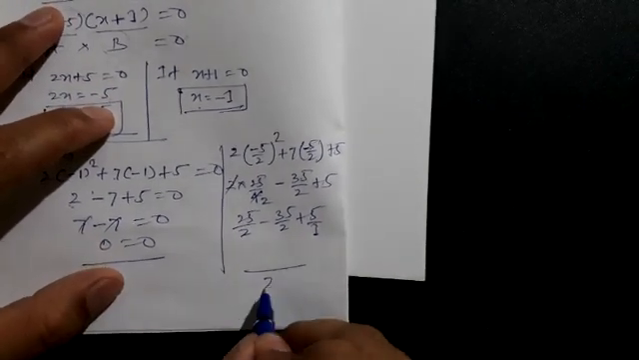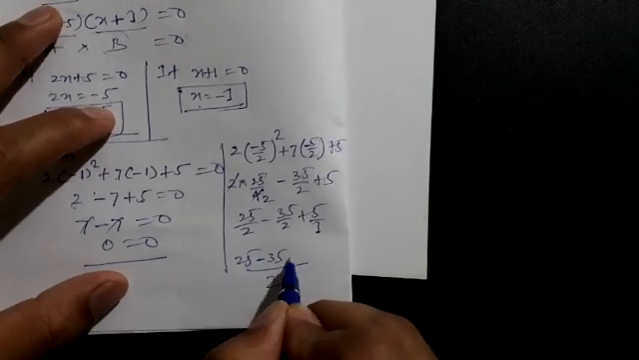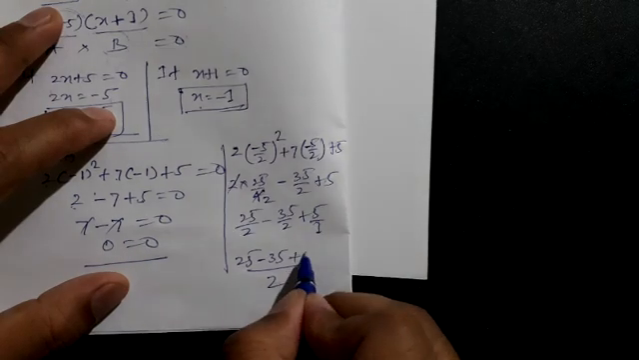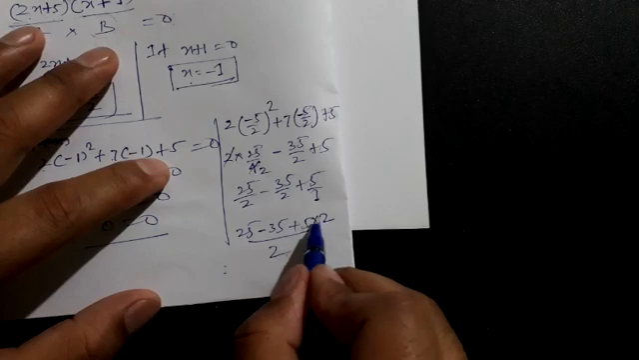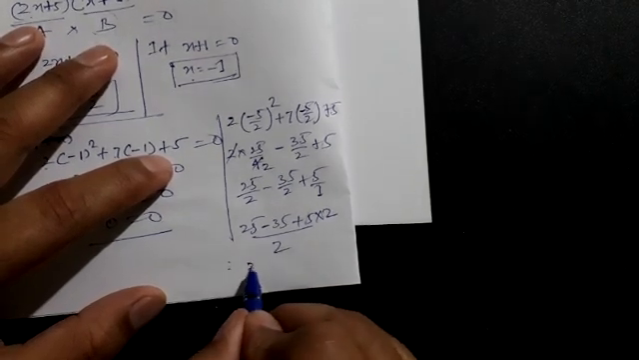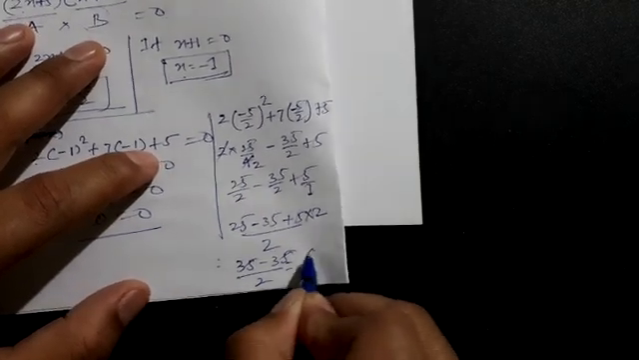So LCM will be 2. So 25 will remain as it is, minus 35 will remain as it is, and here 1 is there, so the numerator is 5 into 2. So I am going to solve directly here. 5 twos are 10, so 10 plus 25 is 35, minus 35 by 2, so 35 minus 35 is 0 by 2, 0. Getting this or not?